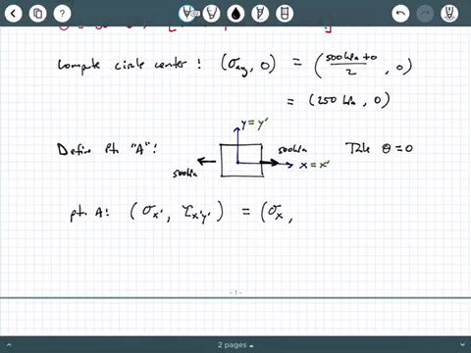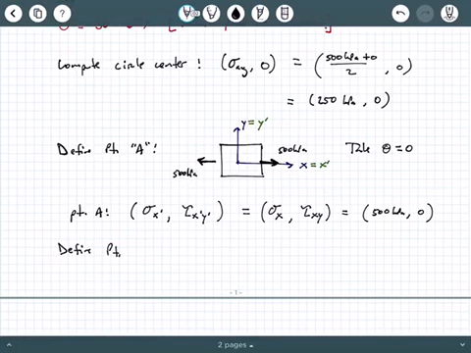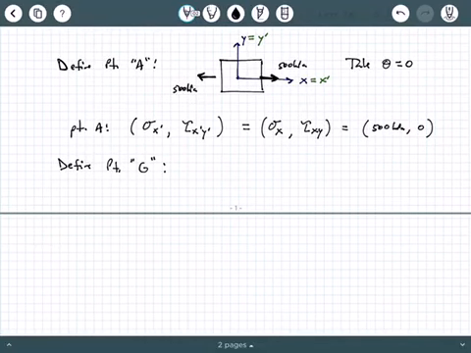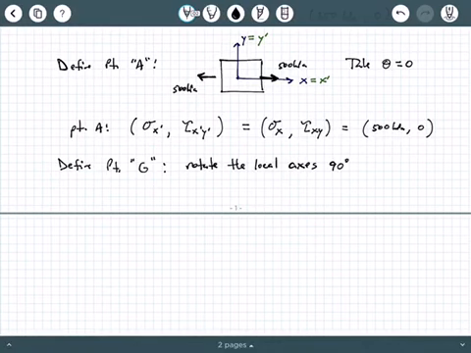Point A is defined by the general coordinates sigma x prime, comma, tau x prime y prime. If your global coordinates and your local coordinates correspond with one another, then sigma x prime is just sigma x, and tau x prime y prime is just tau xy. For the numerical values, we have a positive 500 kPa and then 0 for the shear stress value, tau xy. No surprise there.